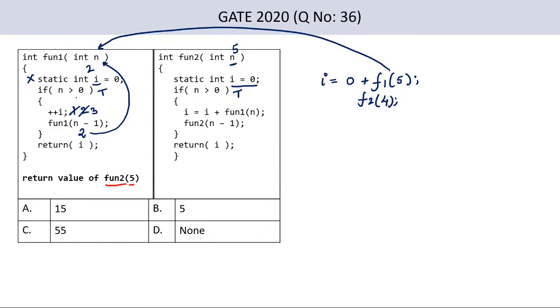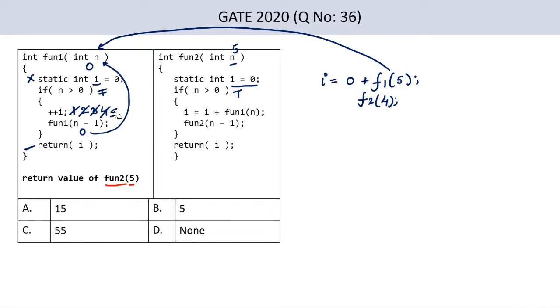Is 2 greater than 0? Yes. I will increment I. It will become 4. And I'll again call the function with value 1 less, that is value 1. So is 1 greater than 0? Yes. I will increment I, that is it will become 5. So the current value of I becomes 5, and I'll again call the function with value 1 less, that is 0. Now is 0 greater than 0? No, the condition becomes false. The moment the condition becomes false, you come out of the if block and you are returning I.